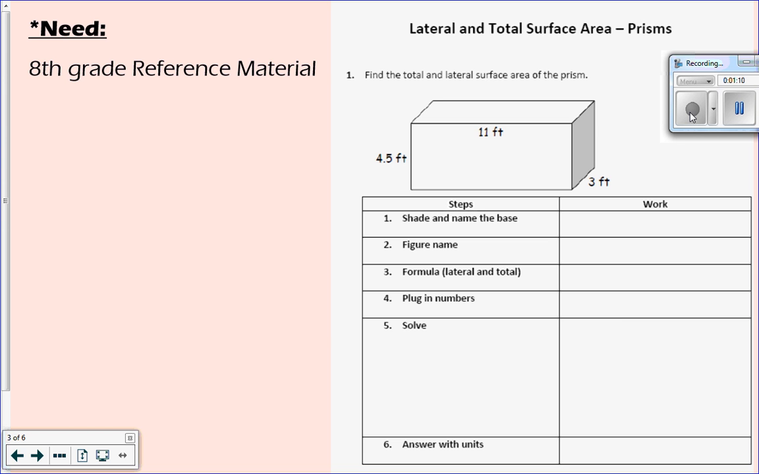All right. So what's nice is you have 2 options. You can use the formula, or you can find the surface area of the net, right? You can use the net or the formula. All right, so let's go ahead and get started. We are going to find the total and lateral surface area of this prism. And if you look at your formula, there are some letters there we may not know what they mean, okay? And they don't tell us what they mean on the reference material.